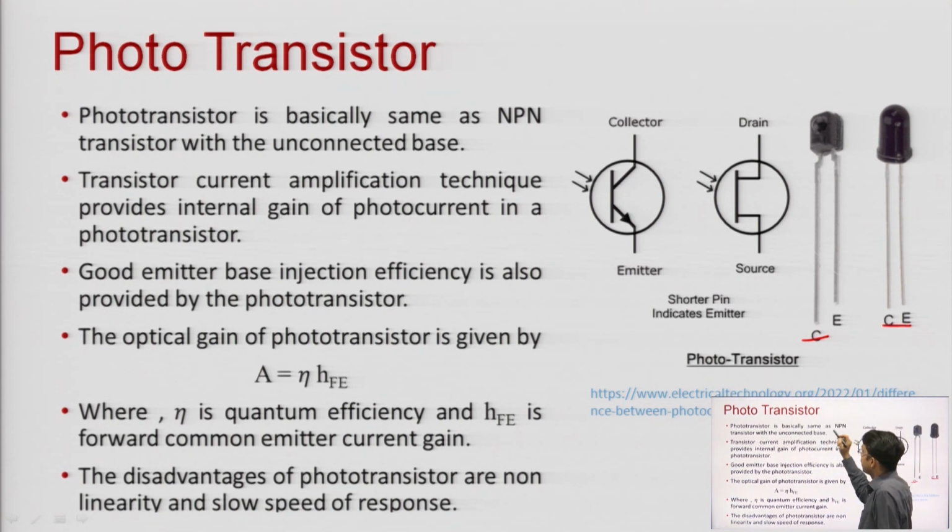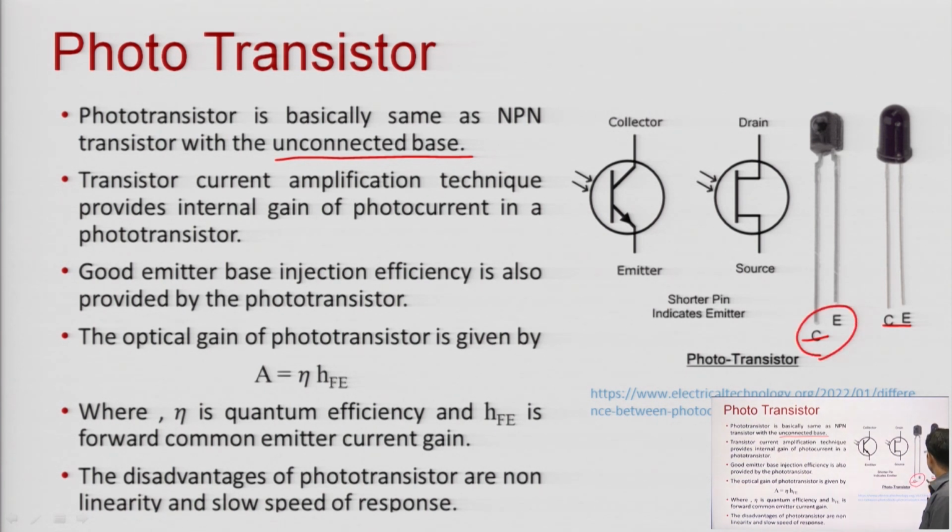A phototransistor is basically the same as an NPN transistor with an unconnected base. So the base is not used in a phototransistor, either BJT type or FET type. The base is not connected; it is illuminated by photons. Also, you can see in this picture there is no base, only collector and emitter, only drain and source. So the principle is the same as a PN photodiode, the only thing is we are not connecting the base.